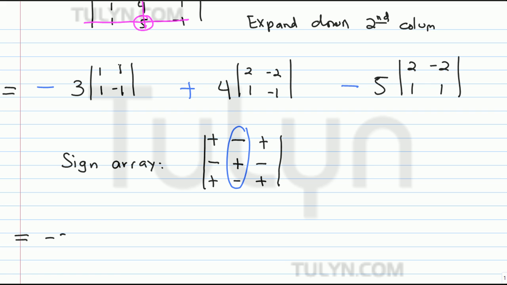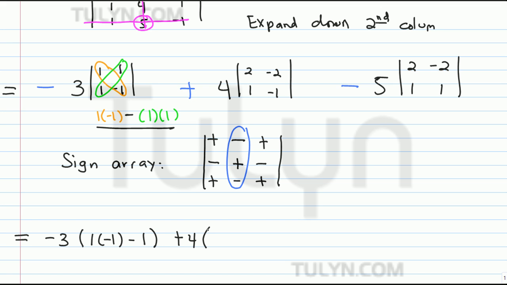So we got -3, and then finding a 2 by 2 determinant, remember what you do is you cross multiply these two, so you got 1 times -1, and then you cross multiply the other two, so this is 1 times 1, and you tie them together with a minus sign. So this is going to become 1 times -1 minus 1 times 1, we can just write 1. Then plus 4, and we're going to do the same thing.